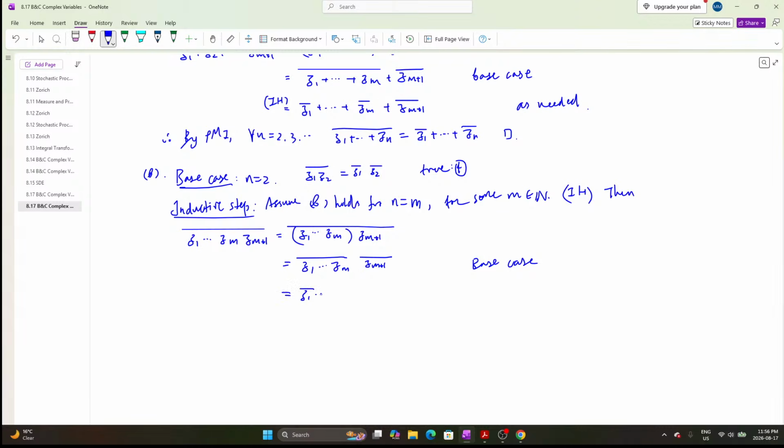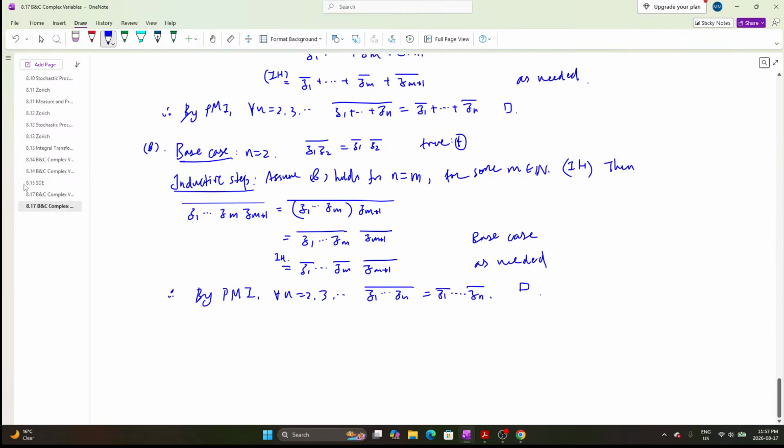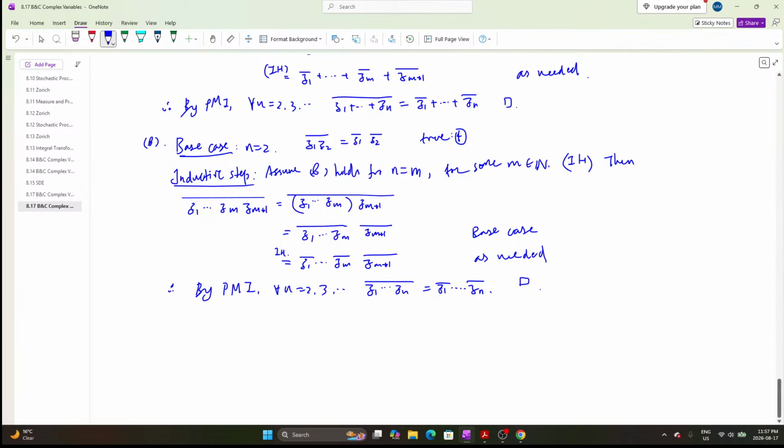So this is the modulus of Z1 all the way to the modulus of Zm times the modulus of Zm plus 1. So that's as needed. And here we use the induction hypothesis. So finally, to finish this up, we say by the principle of mathematical induction, for every n equals 2, 3, and so on, you have the conjugate of Z1 times all the way to Zn equals Z1 conjugate times all the way to Zn conjugate, and we're done. So that's exercise 11. All right, next up.